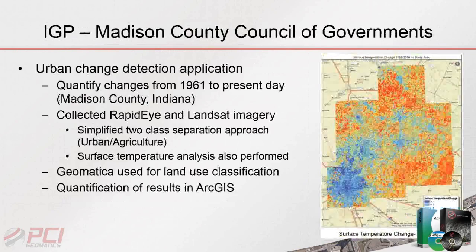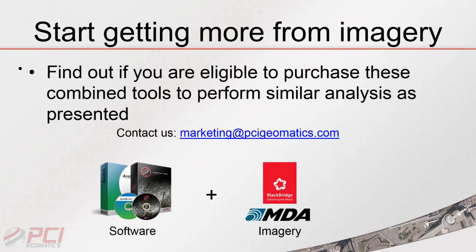Another example of a case study that has come out of this imagery grant program is the Madison County Council of Governments. This is a county located in Indiana, and they were able to use multi-temporal RapidEye and Landsat imagery together with Geomatica and ArcGIS to look at surface temperature and land use pattern change over quite a number of years, going back 40 years. And the next slide.